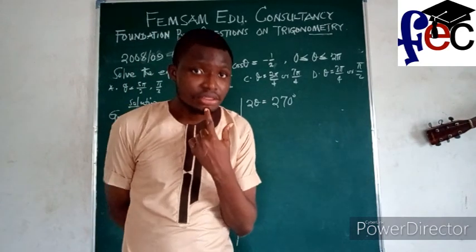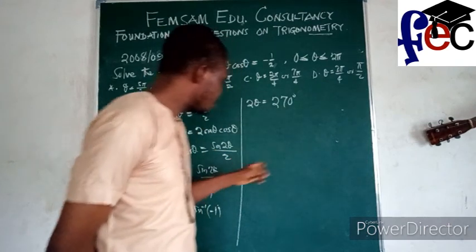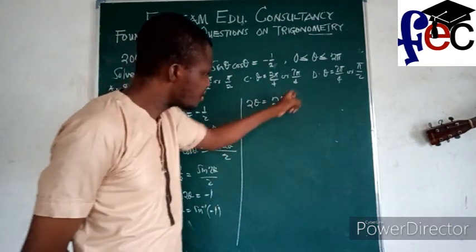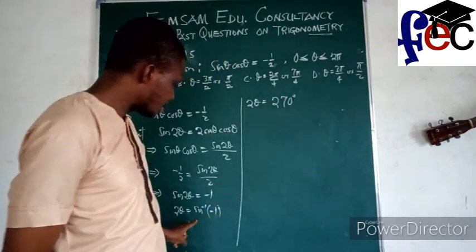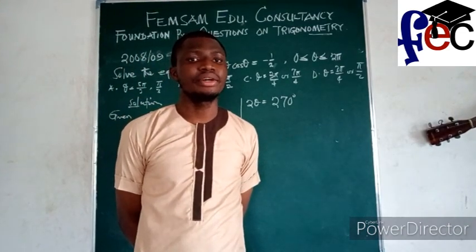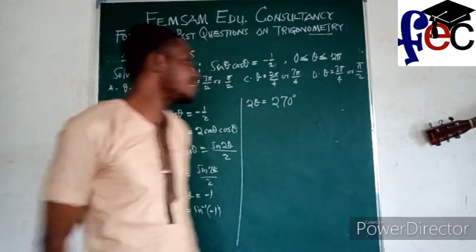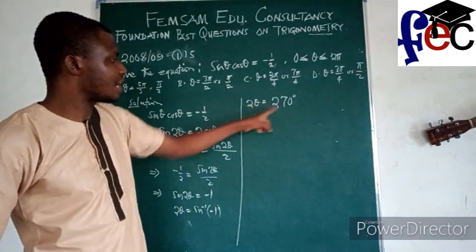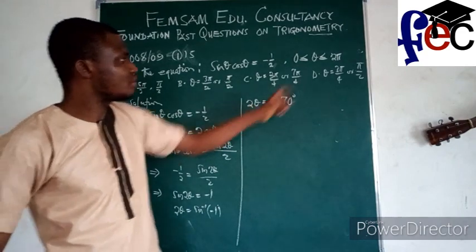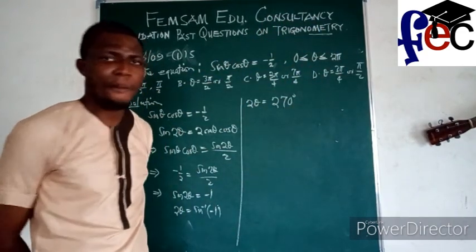But wait, is it only sine 270 degrees that is minus 1? Can I tell you? No. The simple reason is that the moment I divide this by 2 now, I will get an angle that will be lesser. But there is another one, an additional one.